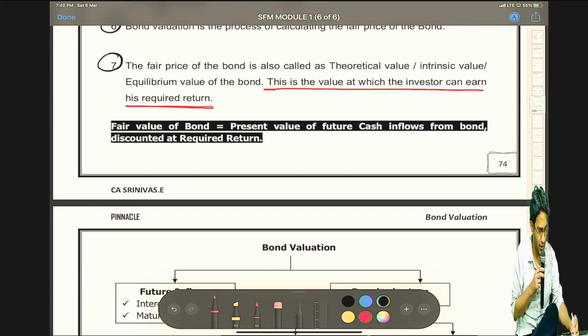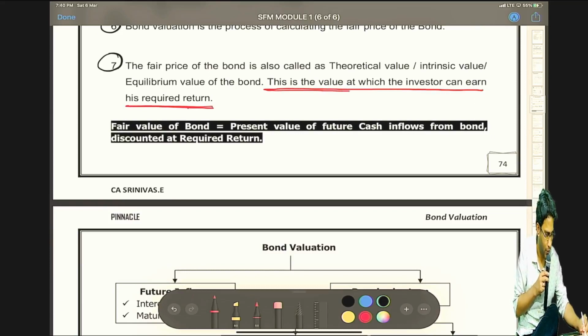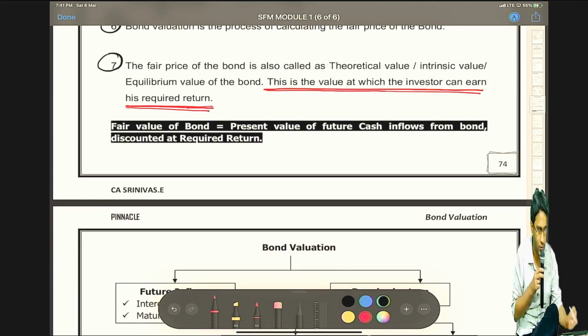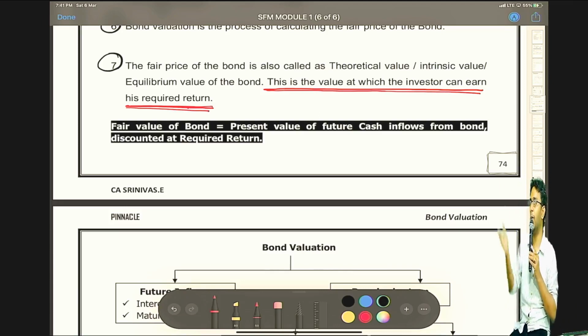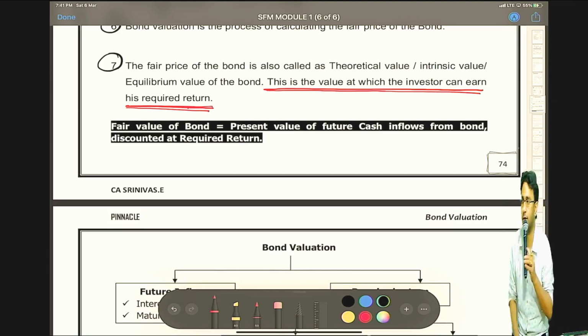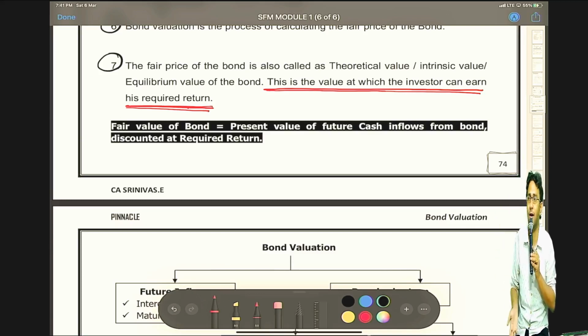You should not misunderstand that whatever fair value you are computing using your calculator, pen, paper and all, that is not the market price of the bond. That's not market price. How can you compute market price? What you are computing is a fair price or fair value. It is the rate at which you should buy the bond if you want to earn your desired required return. That much only I can tell you. Real market price, why will I calculate, sir? It is already there, now I will go and see.